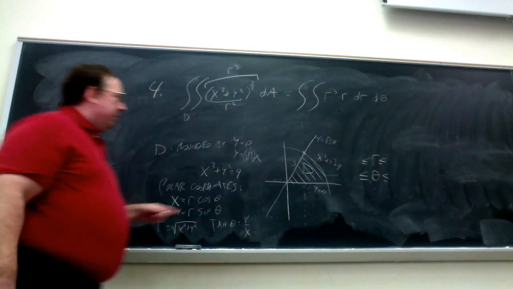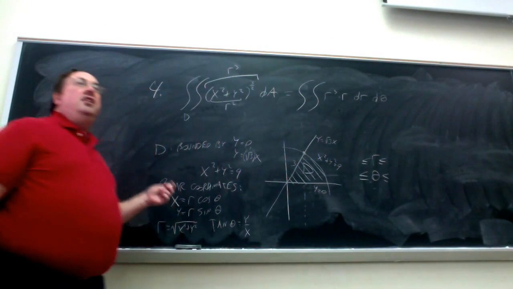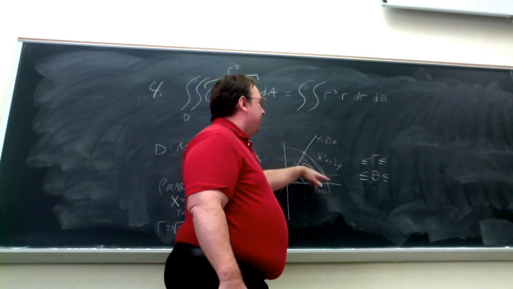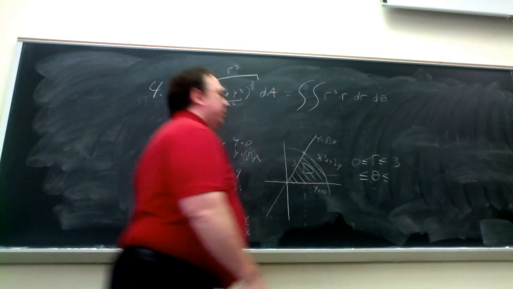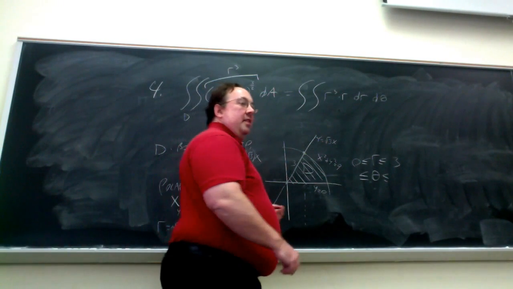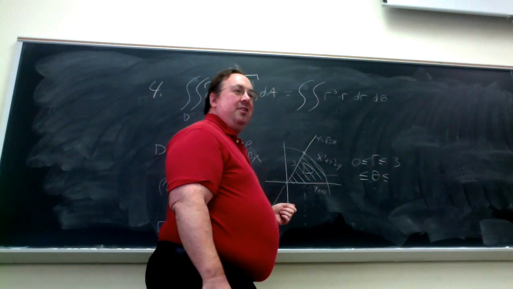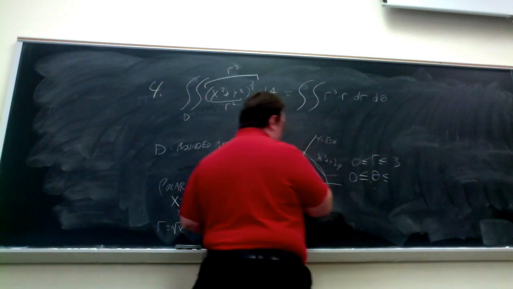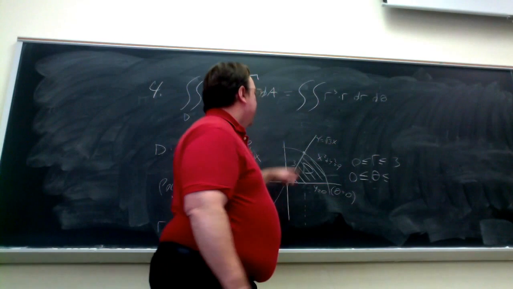Now, as for limits, first of all, what are the limits on r? 0 to 3. It's 0 to 3 because we start at the origin and we work our way out to a circle of radius 3. Now, the tricky part, I don't know if this is what you have trouble with, is how to get the limits for theta. It is 0. This line, y equals 0, is also theta equals 0, so that is your lower limit.